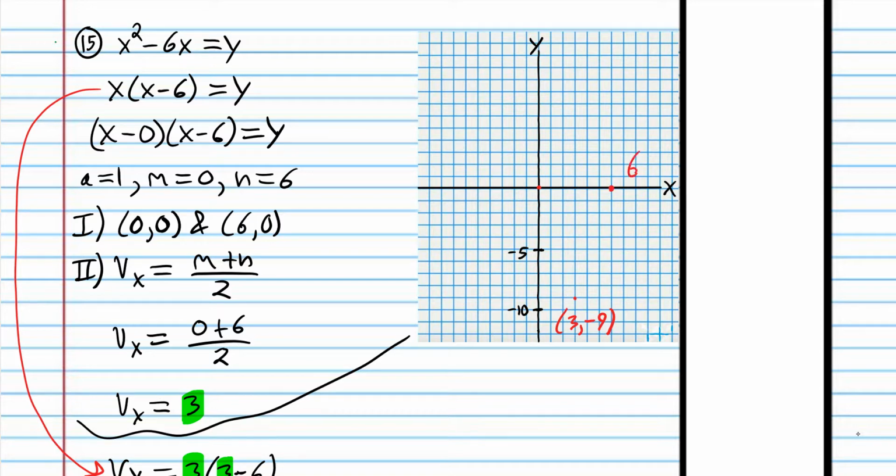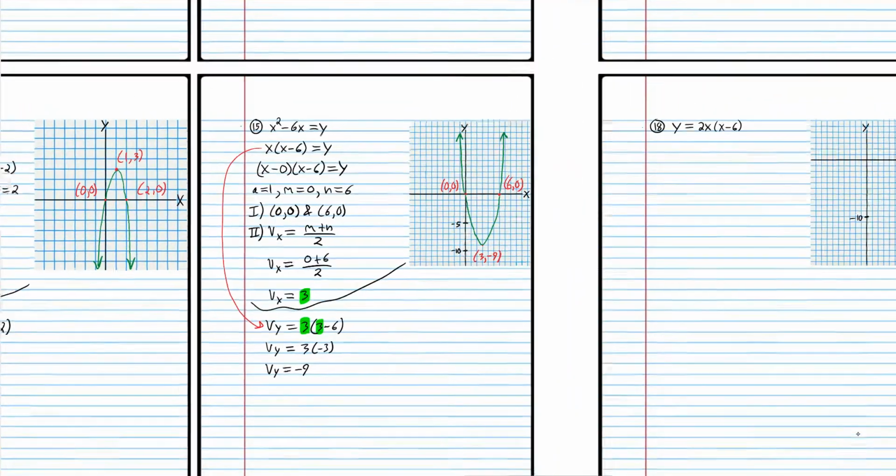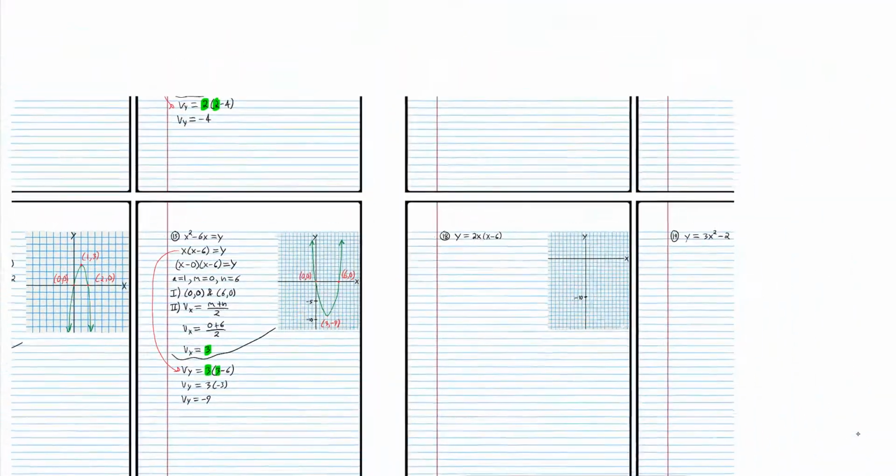So that's 6, 0, and 0, 0. And we just connect the dots. So if you got a parabola that looks something like that, good job. Again, it doesn't have to be perfect. Okay, so if you got that answer, good job. On to the next problem.